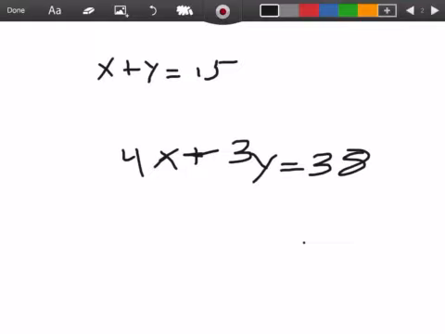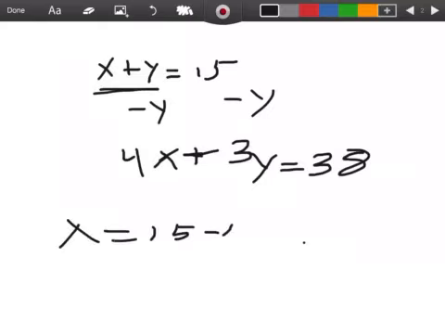We first isolate any variable. In x plus y equals 15, we use y: subtract y on both sides, and we get x equals 15 minus y. Why it's called substitution is that now we substitute this into the other equation.